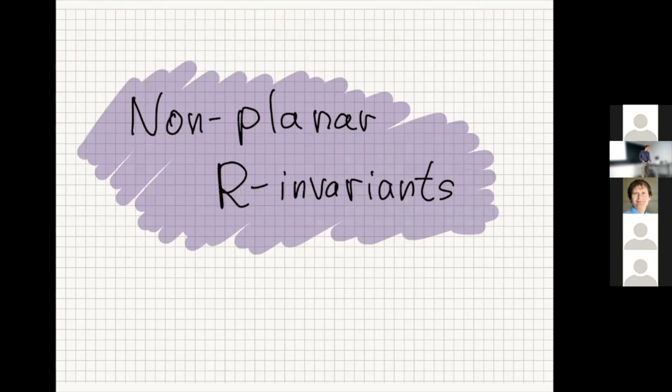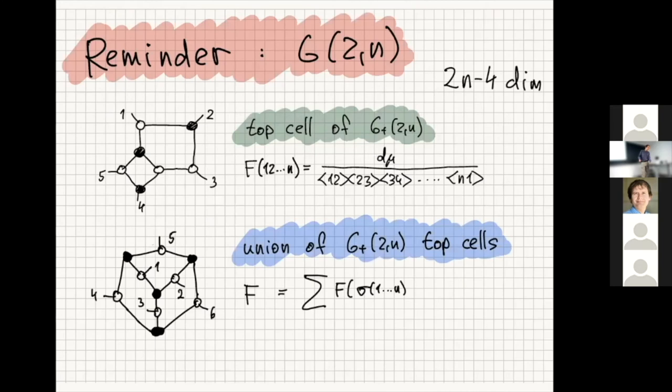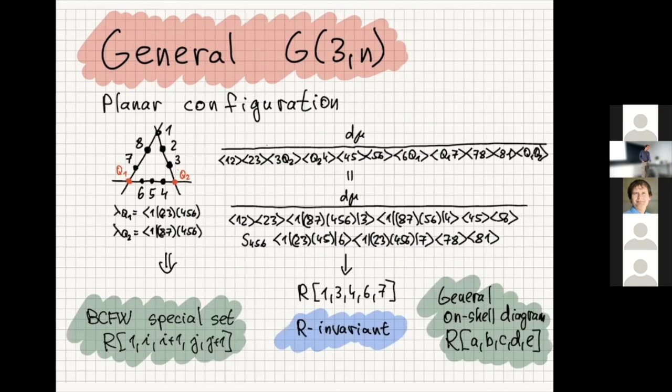So maybe I'll skip that. This is about the physics. For these planar configurations, we have these R invariants. They are very nice because they have the Yangian symmetry of planar N=4 super Yang-Mills. They make it manifest.